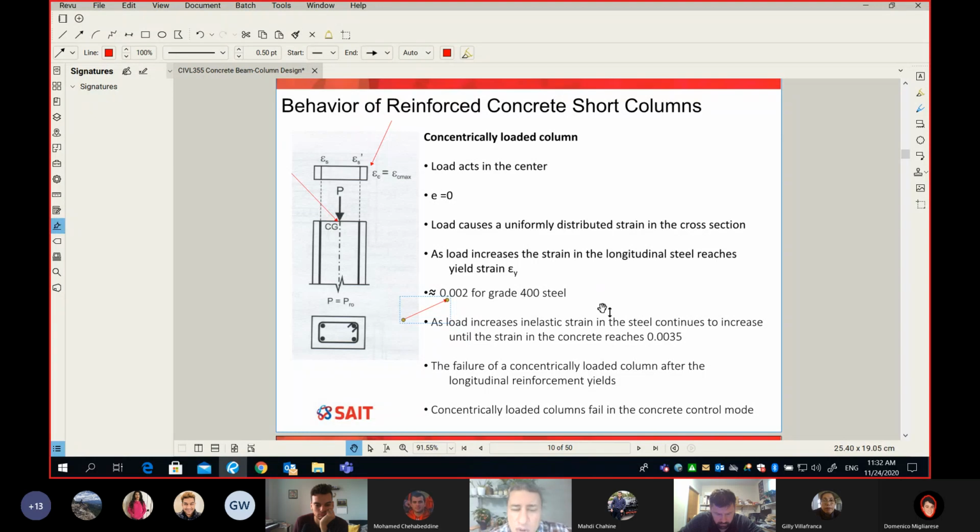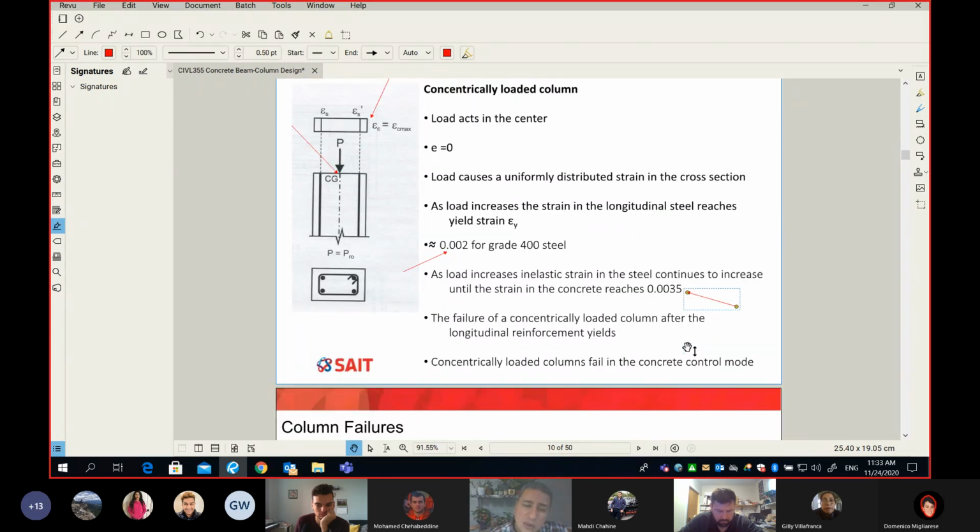But still the column will carry more load, until epsilon arrives at 0.0035. I'm hoping that by now you still remember what this number is. This number is epsilon c maximum, which is the maximum strain in compression for concrete. And this will mark the end of the life of your column. Once the strain becomes 0.0035, your column will simply burst, your column will fail. And that's what happens for your axial or centrically loaded column.